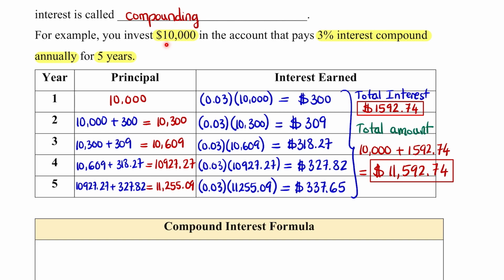In this example, we only invested $10,000 for 5 years, so it's very easy to have a table for 5 years. But imagine if this is 25 or 50 years, we don't have enough time or space to have a table for 25 years or 50 years. So we need a formula for compound interest.